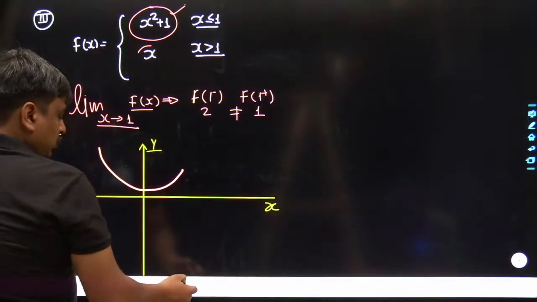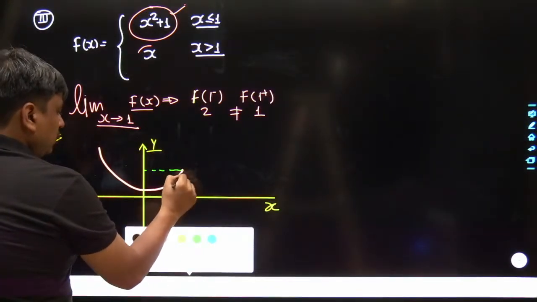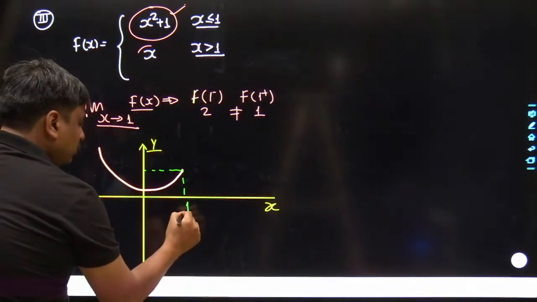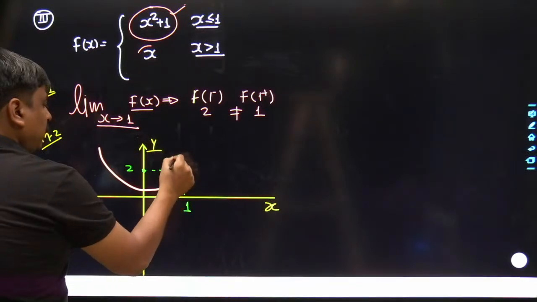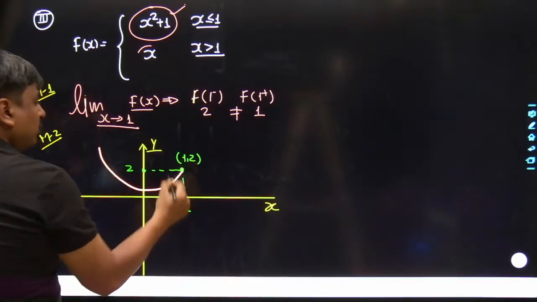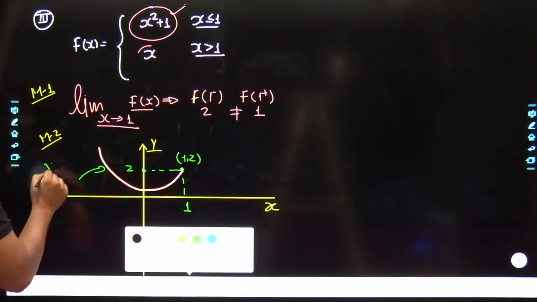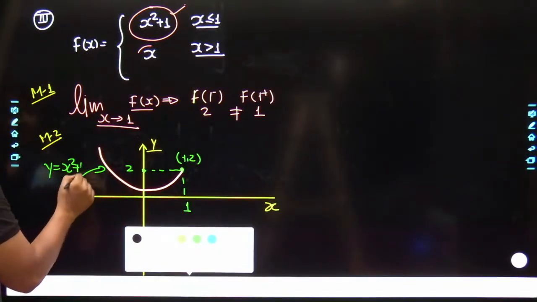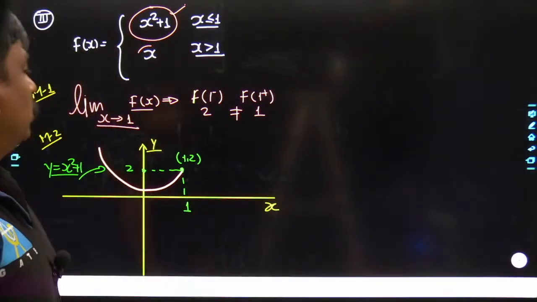this. So here goes, at x equals 1, the worth of the function would be 2. So obviously here the coordinate would be (1, 2), and that has been the upper facing parabola y equals x square plus 1. Could you understand what I am saying?